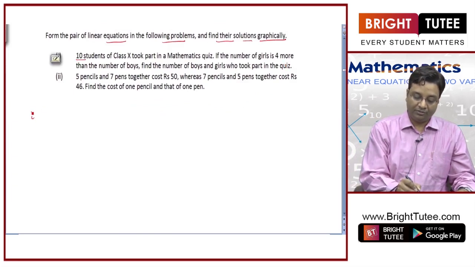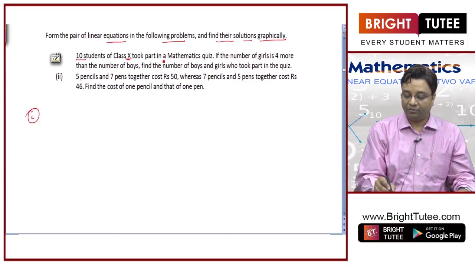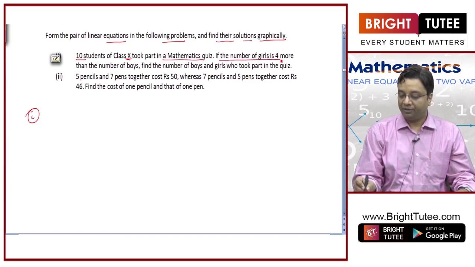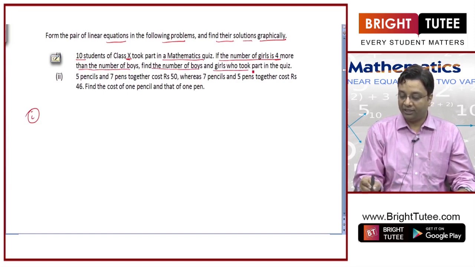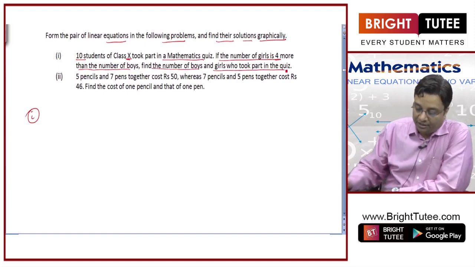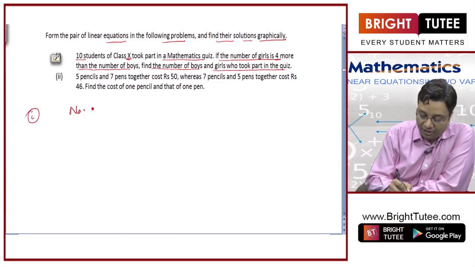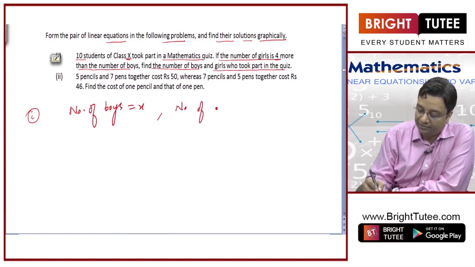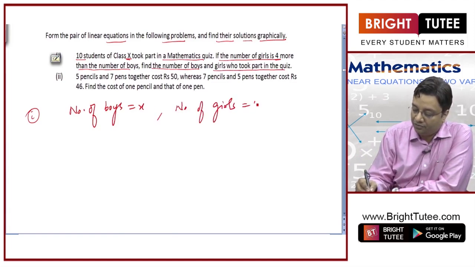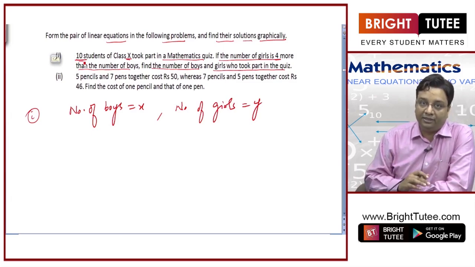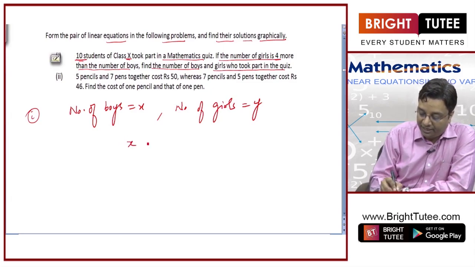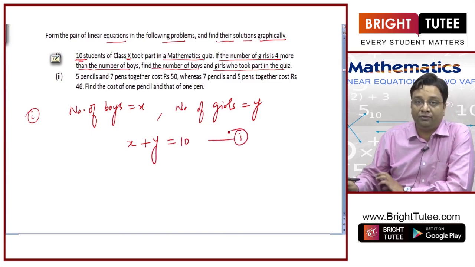So the first part here is: 10 students of class 10 took part in a mathematics quiz. If the number of girls is 4 more than the number of boys, find the number of boys and girls who took part in the quiz. So let us say the number of boys was X and the number of girls was Y. Okay, and 10 students participated in this quiz. So clearly X plus Y is equal to 10. This is the first equation that we can form.